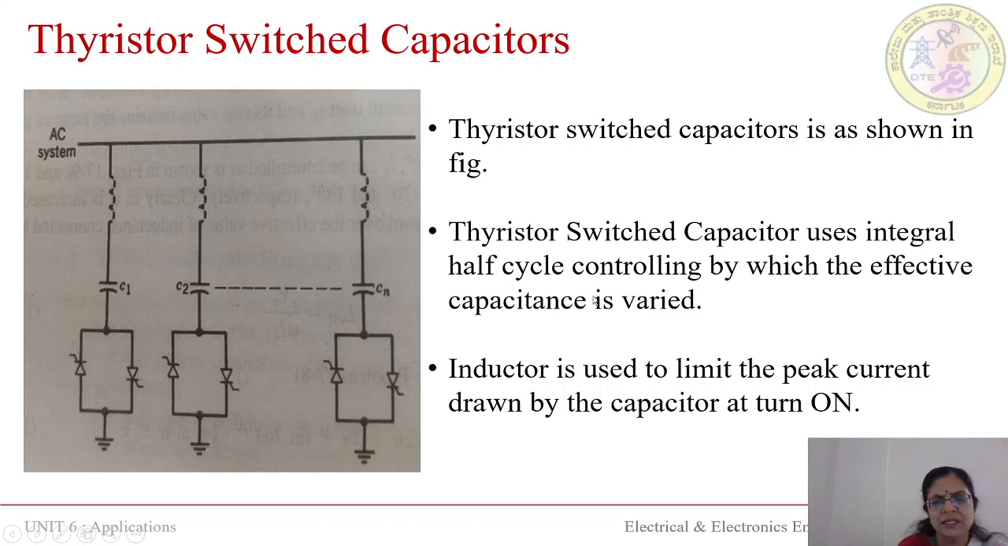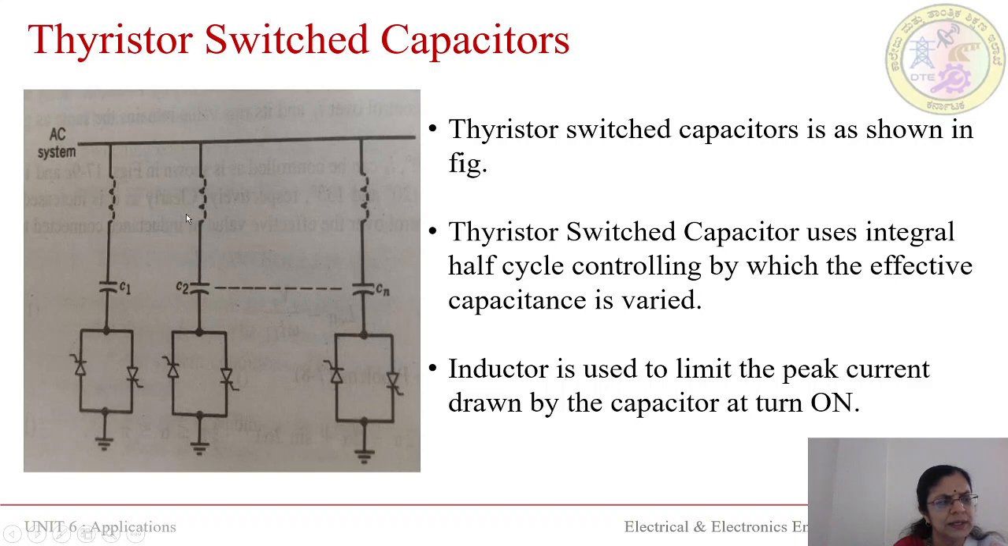It means thyristors are allowed to conduct for 180 degrees. Once the thyristor is fired, it continues to conduct for 180 degrees. The inductor shown here is used to limit the peak current drawn by the capacitor at turn on. In the figure there are 3 units, you can say C1, C2 and Cn. That means you can use any number of units. Each unit has 2 SCRs, a capacitor and an inductor.